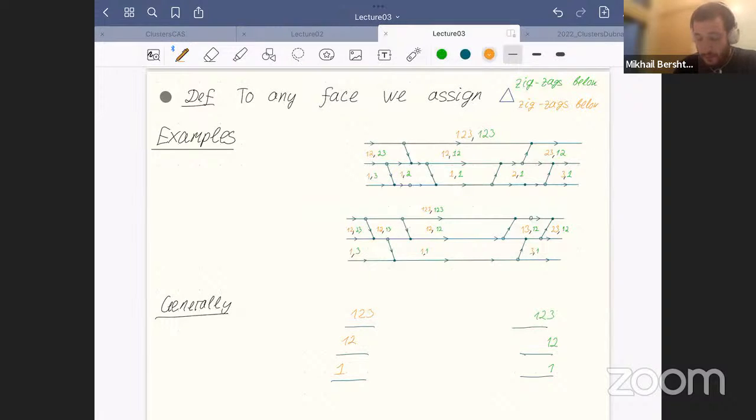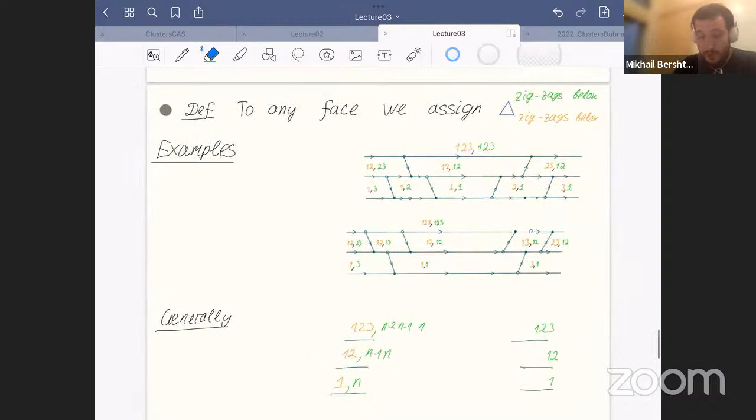And the green zigzag comes here after the complete permutation. So on the bottom we have n. Here we have n minus 1, n. Here we have n minus 2, n minus 1, n. And so on. And similarly on the right bottom. So here we get n, here we get n minus 1, n. Here we get n minus 2, n minus 1, n.